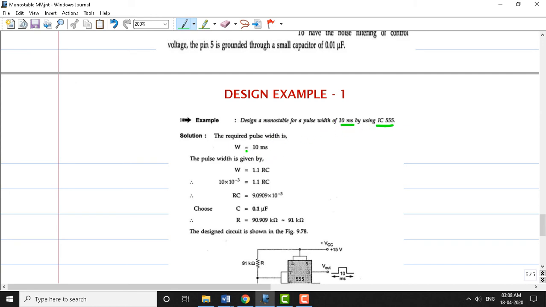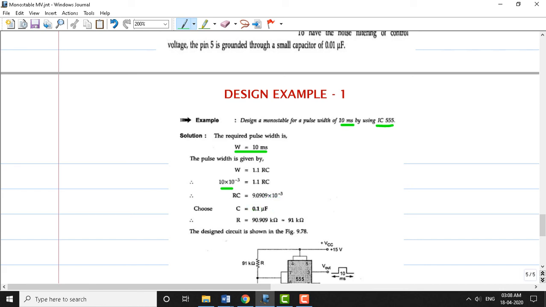Since in this problem W is given as 10 milliseconds, we can use the formula that we have just derived: W equals 1.1 RC. W is given as 10 milliseconds, which can be substituted here and is equal to 1.1 RC. Since there are two variables, one value can be assumed and the other calculated. So the RC product is equal to 9.0909 times 10 to the power of minus 3.